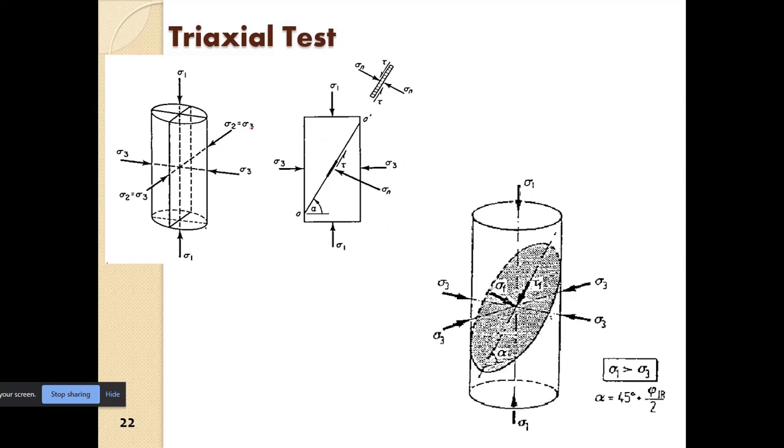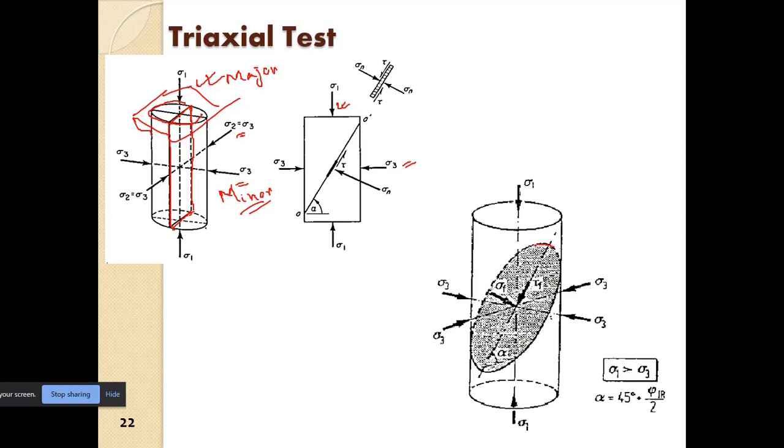So here we have the sample. Basically we have the sigma 1 here, and sigma 2 equal to sigma 3. So on all planes which are vertical on the sample, we have the sigma 3. Those are basically the minor principal planes. And all horizontal planes of the sample will basically be the major principal planes. So we have the major principal plane and the minor principal plane, and then we will see where it fails.